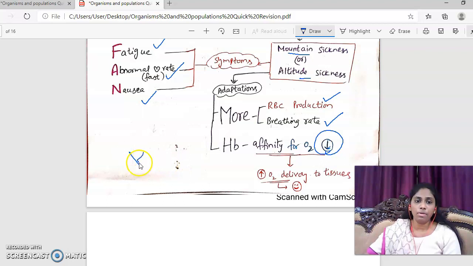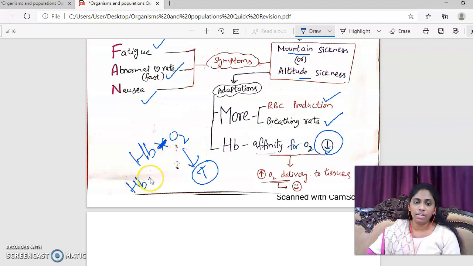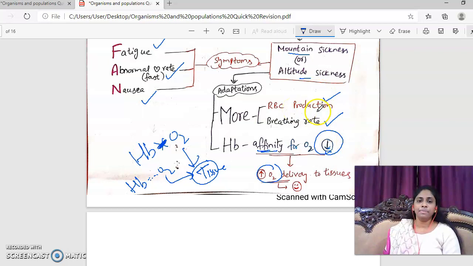Now the job of hemoglobin is to carry oxygen to the tissues. I imagine this bond is so very strong. Do you think hemoglobin will leave oxygen? It will not. So for this reason, hemoglobin's affinity for oxygen is made very less, so that oxygen is very soon given to the tissue. So hemoglobin's affinity for oxygen is reduced, and so oxygen is delivered to the tissues, right?